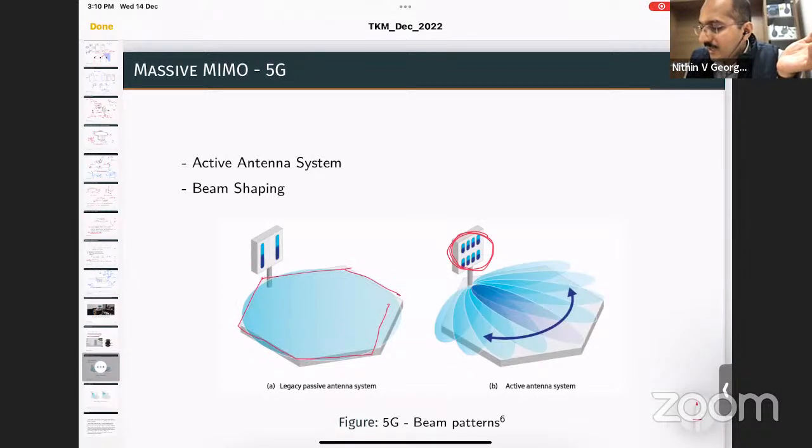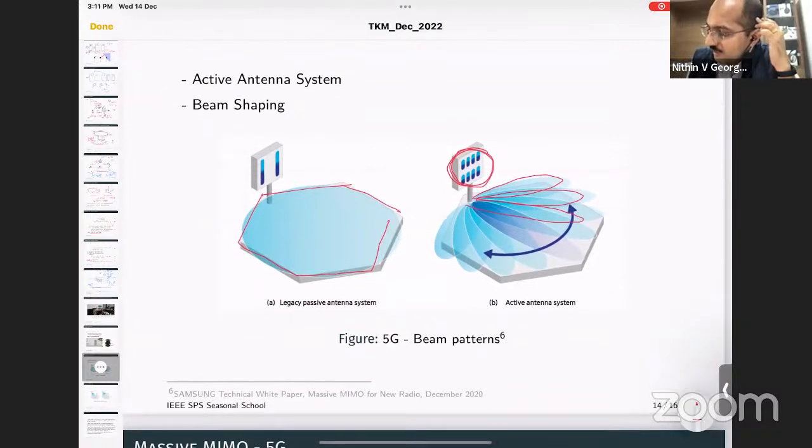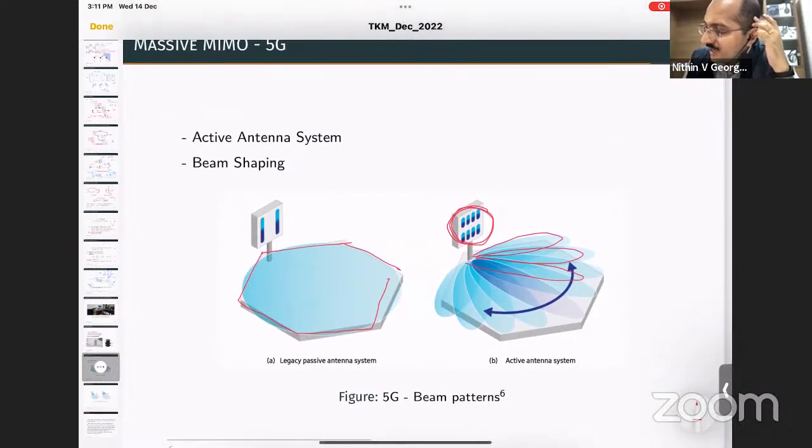Earlier, if we were creating a beam pattern, it was a uniform type of beam pattern. Now I can have multiple beams created within a particular cell, targeted at even individual users, where I can have different bandwidth in different beams, and so many other things can be done. So this is Samsung's massive MIMO system, where they create a sensor array, and then they are able to create an active antenna system.